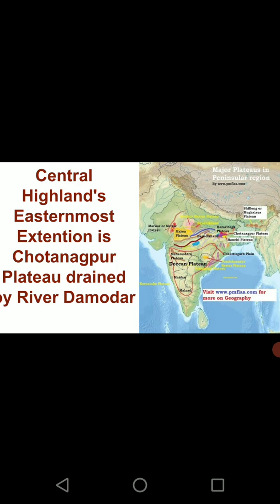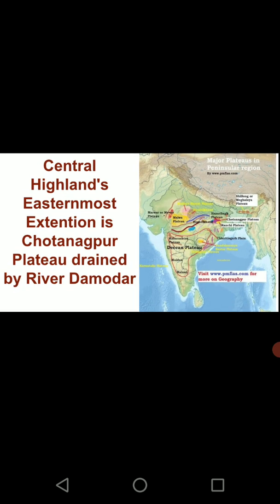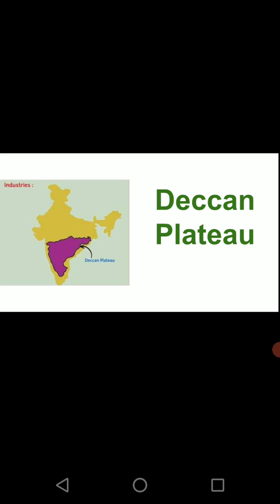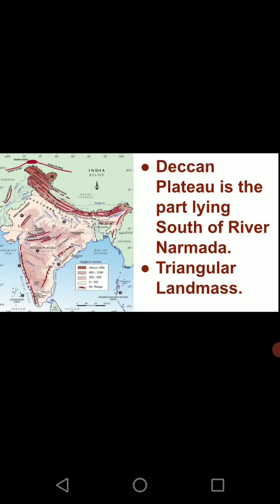This region is covered by the river Damodar. This is the river Damodar. Next part is the Deccan Plateau. Deccan Plateau, a triangular landmass. Again, it is a plateau land.